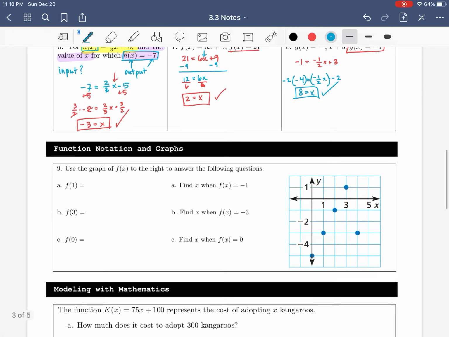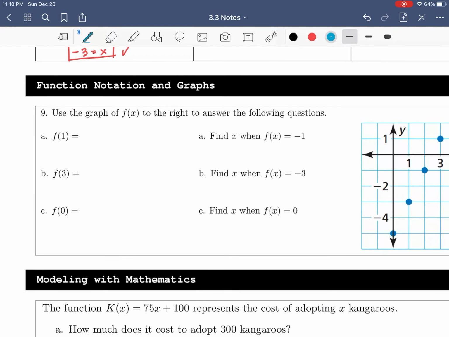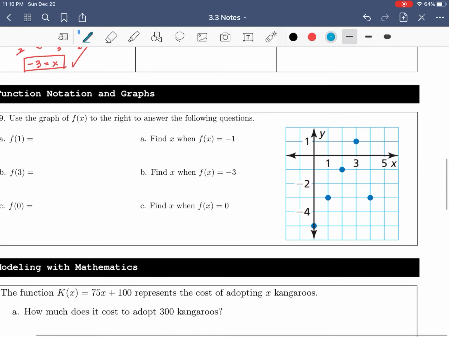So that checks out. Okay, we need to talk about function notation and graphs. It says use the graph of f of x to the right to answer the following questions. So here's this graph. There's just like 4 or 5 dots on here.